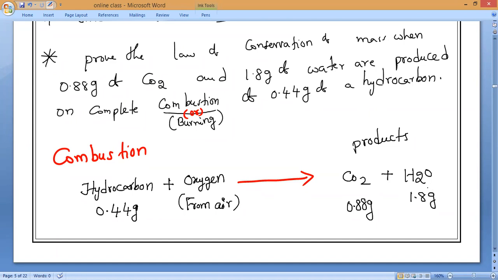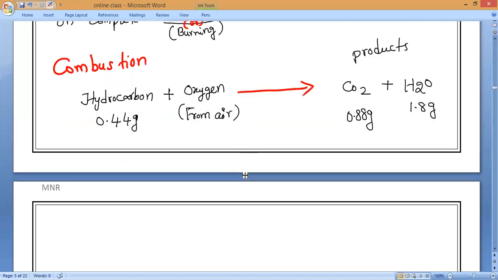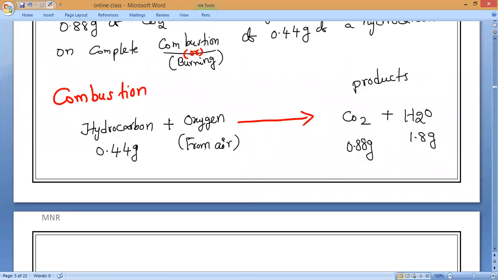Now if you want to prove the law of conservation of mass, what do you mean by the law of conservation of mass? Anybody can tell? So the mass of reactants must be equal to the mass of products. Yes or no? Now observe very carefully. If I want to equate them, the mass of products is equal to the mass of reactants. That is the law of conservation of mass.